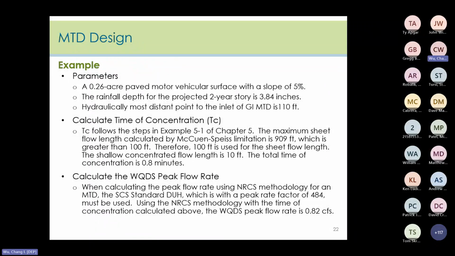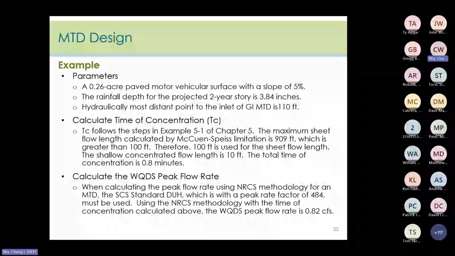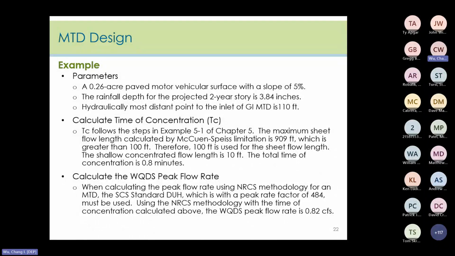So here's one example. I think you can read it yourself. Basically, it is the 2-year storm, and it should be the projected 2-year storm. And then you use the time of concentration based on chapter 5, and then you calculate the WQDS peak flow rate, and then you compare that with the models listed in the certification letter, and you can verify if the correct MTD model is selected.